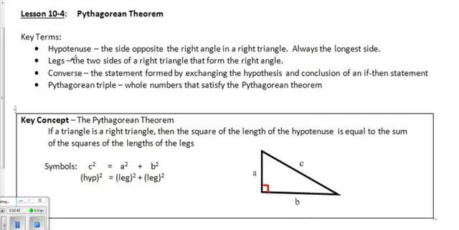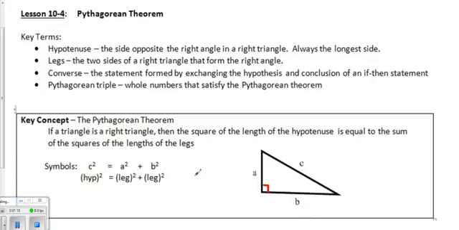Now the legs are the two sides of a right triangle that form the right angle. It doesn't really matter which one is which. We can call this one A and this one B, or this one A and this one B. They are just called legs. You can call it the short leg and the long leg, A and B, whatever it is, as long as C is for sure the hypotenuse. A and B can be either one.